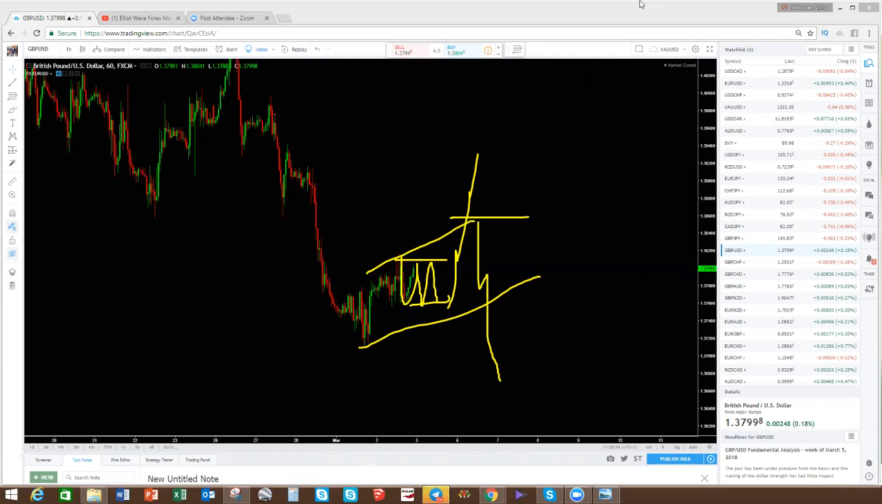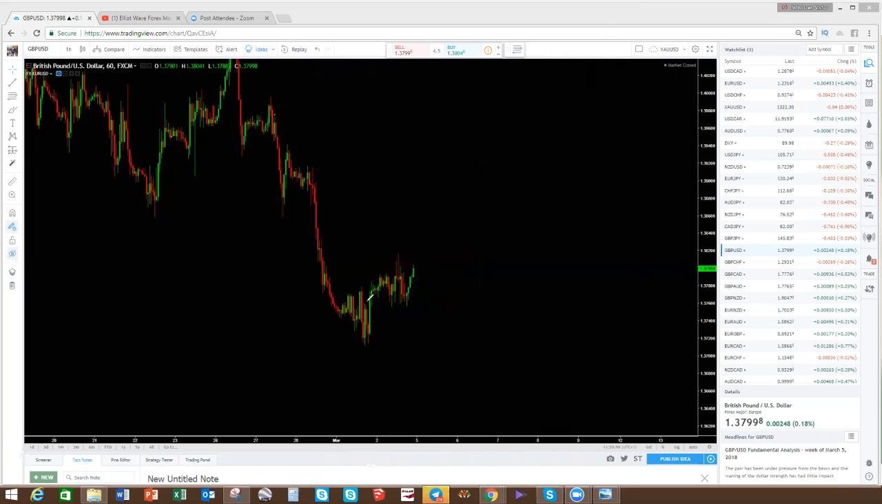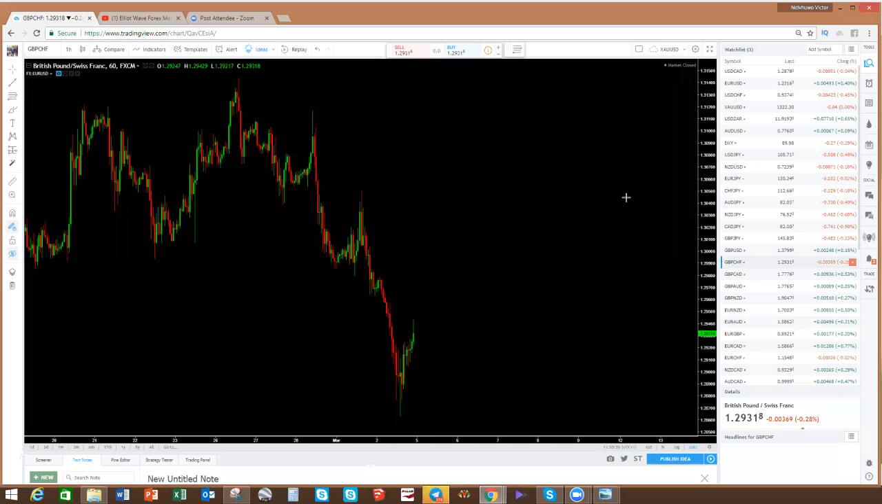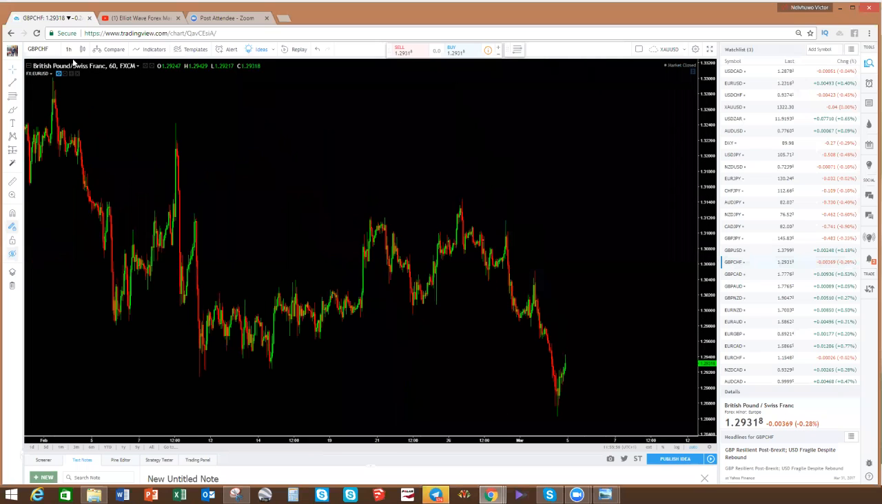All right, so that's how pound is playing out. So we are bearish US dollar. That's Pound Chief. That's the one that we also traded in the week.